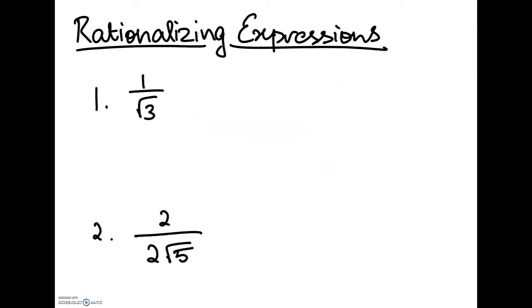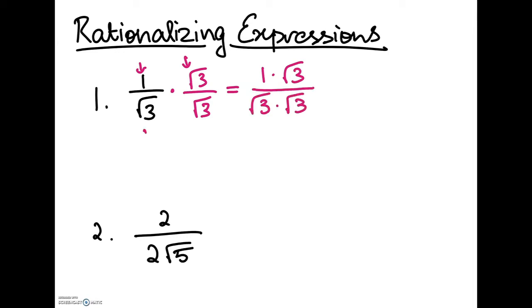Okay, so let's work on our first question. We have 1 over radical 3, or square root of 3. The first step you're going to want to do is multiply the top and bottom by the radical in the denominator. So when we multiply 1 and square root of 3, we're going to get 1 times square root of 3 over square root of 3 times square root of 3, because you're multiplying both the top and the bottom by the square root of 3, which is our radical.